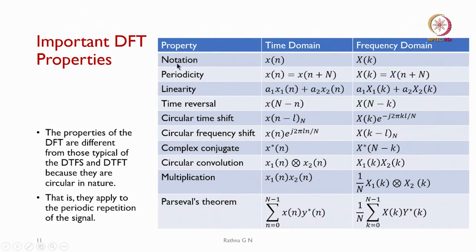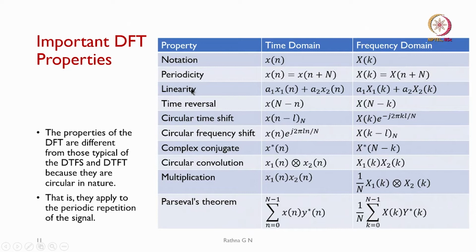So, the first one is your notation. Time domain is represented as x of n, and frequency domain we represent as X of k. The next one is the periodicity. So, x of n is equal to x of n plus capital N, which is nothing but x of n itself. This is equivalent to X of k equal to X of k plus N in the frequency domain.